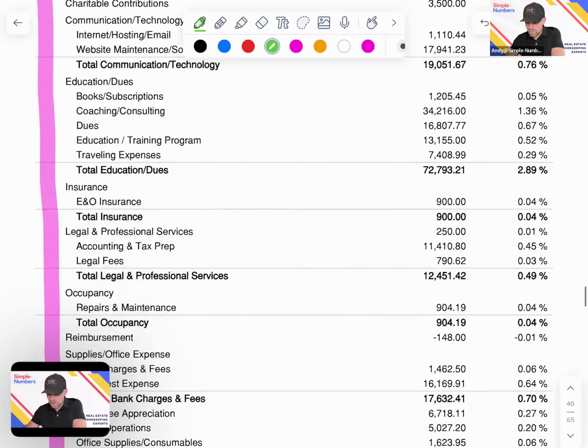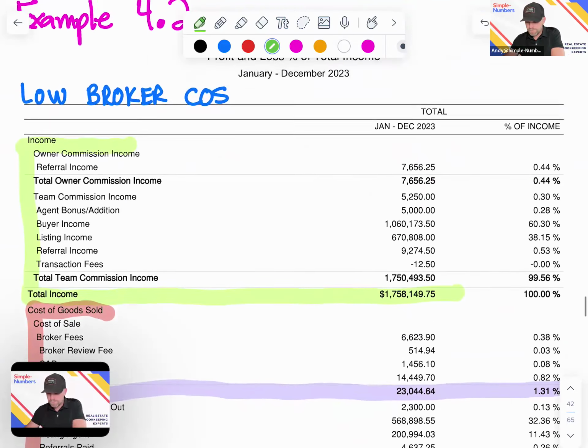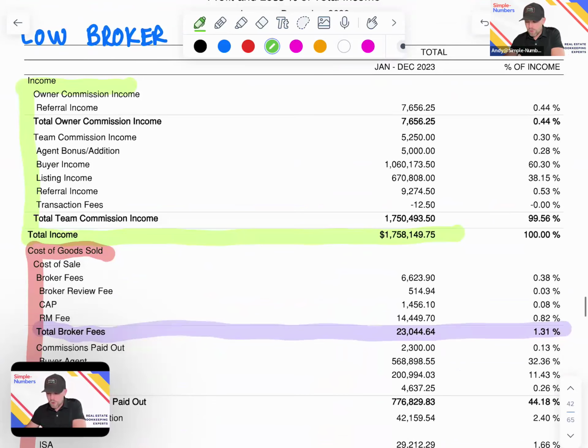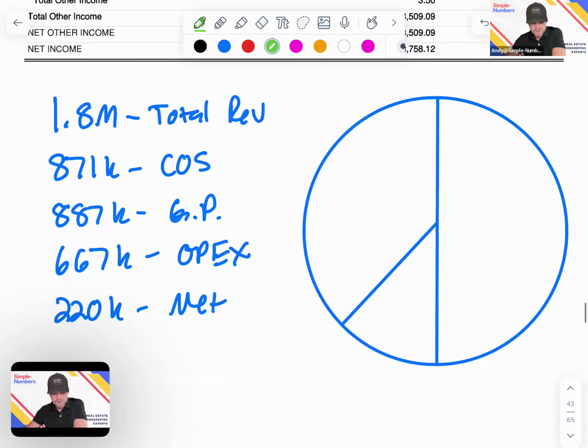So let's look at a healthy one around the broker cost, just so you can see how it affects the net profit. Here's one with low broker costs. I'm just going to scroll down to the high level numbers so you can see. We have our cost of sale. Well, we did 1.8 million in total revenue. The owner did almost no deals. So we have a 50% cost of sale.